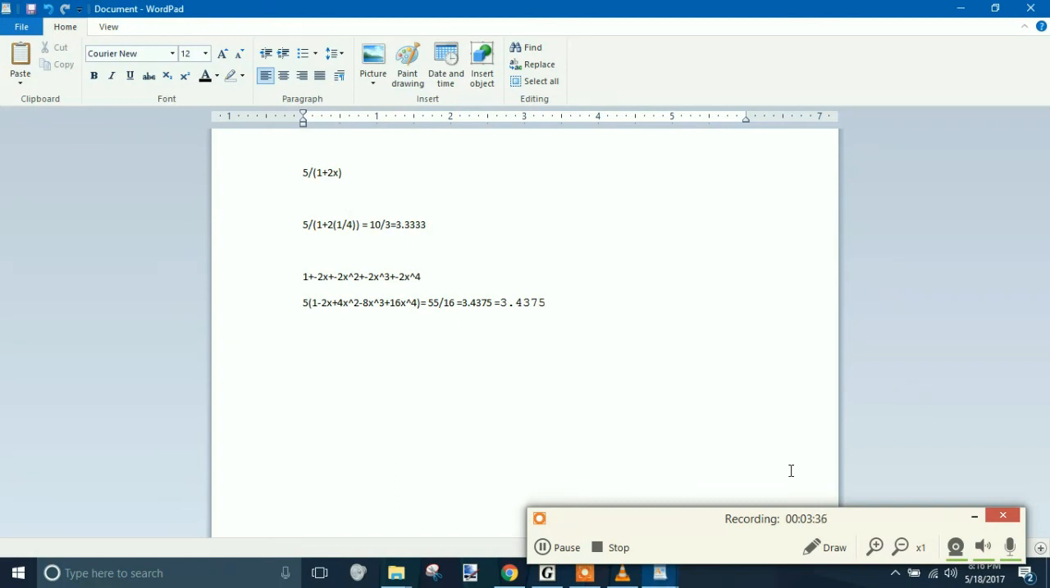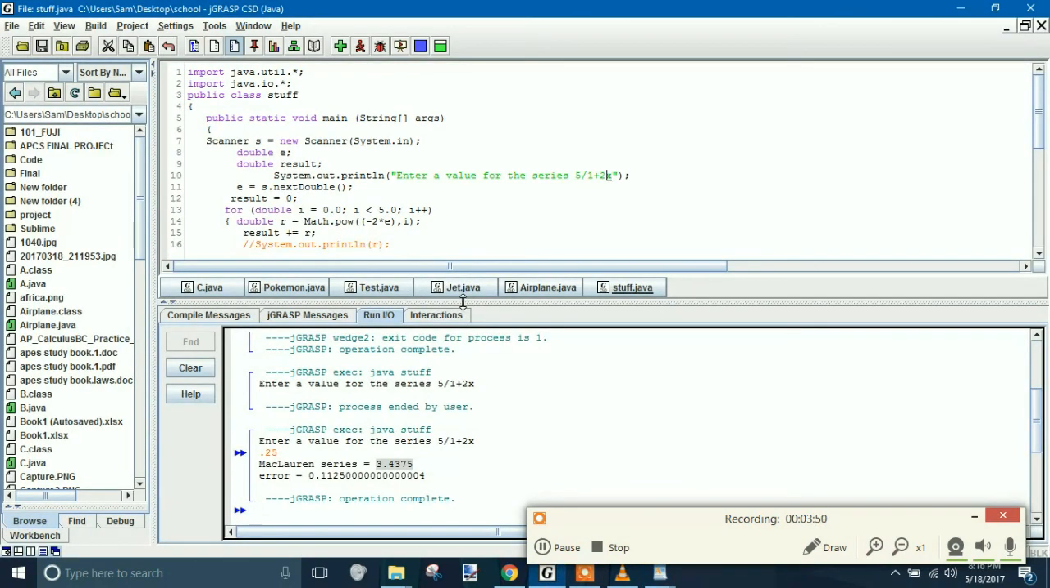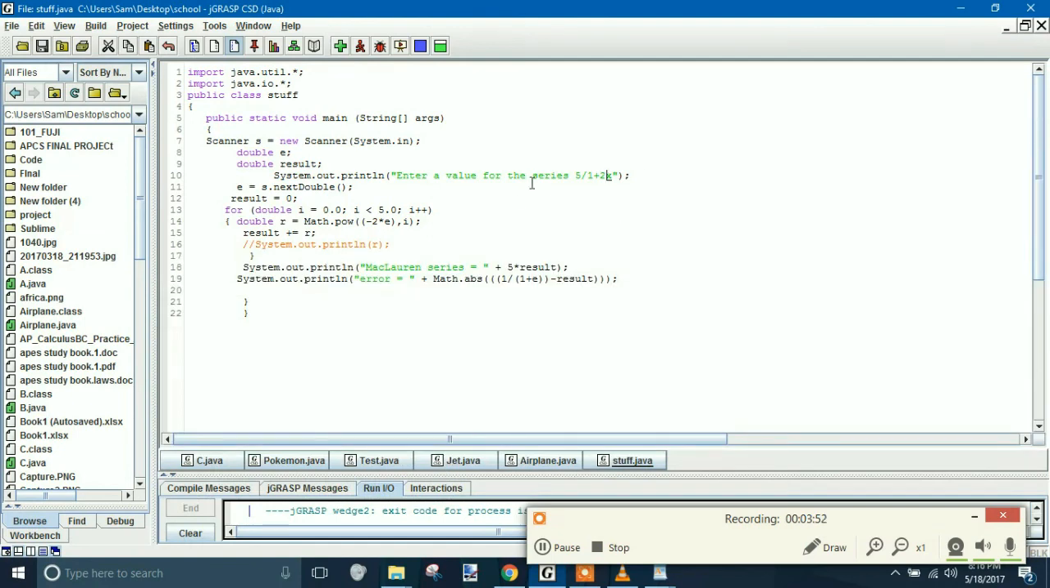If we had gone up to the 5th term, we'd get a slightly different, albeit more accurate answer. But of course that's how the Java program works, and how we can modify it. Just to make sure that no one's confused, I'm going to go over my changes to the program again. I changed this println statement so that it's a bit more accurate to what we're doing.